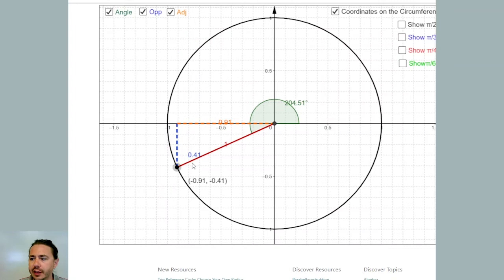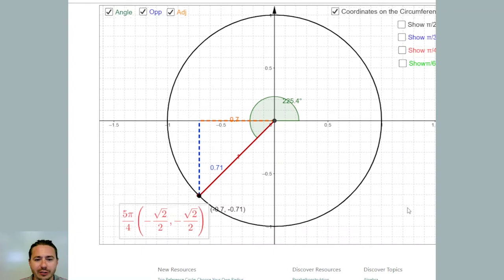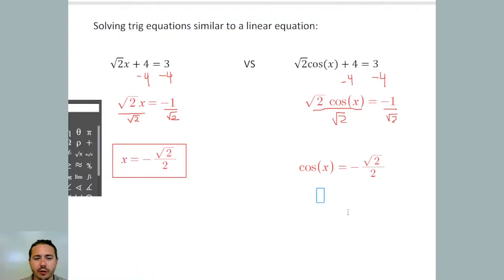And then if I bring it over here, I'll find the other one, which will be at 5 pi over 4. So these two angle measures are giving me an x value of -root 2 over 2. So I'm going to report those two values on the unit circle first. I'm going to say x equals 3 pi over 4 and 5 pi over 4.